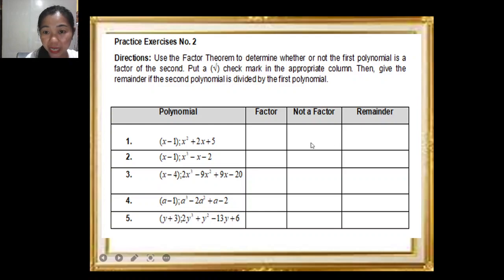So, kapag chinek mo si not factor, may remainder. Kapag chinek mo si factor, 0, ibig sabihin, walang remainder. Ayan. You just apply factor theorem by substitution. And whatever the value of P of r, that is your remainder. If the remainder is 0, then that is a factor. If the remainder is not equal to 0, then not a factor. Ganon lang. So, sana ay masundan at masagot ng tama.